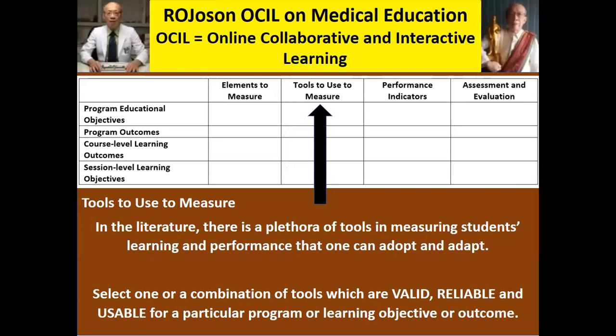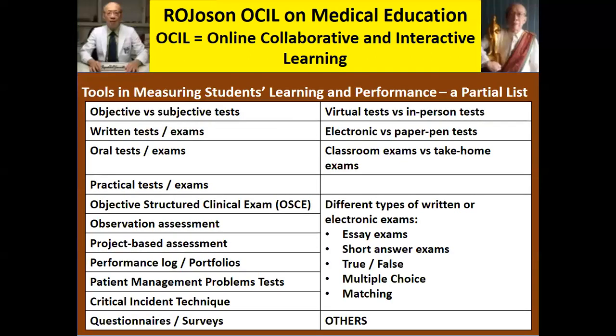In the literature, there is a plethora of tools in measuring students' learning and performance that one can adopt and adapt. Select one or a combination of tools which are valid, reliable, and usable for a particular program or learning objective or outcome. So here is a list of the tools in measuring students' learning and performance. This is just a partial list.